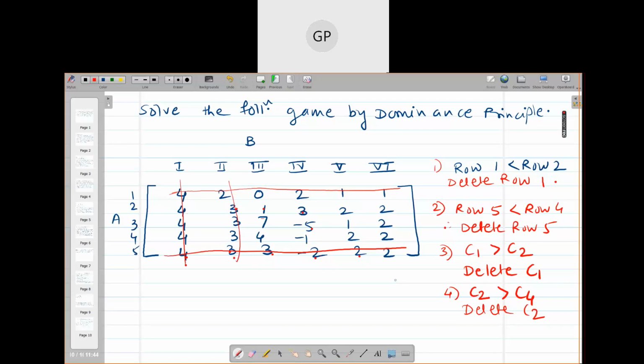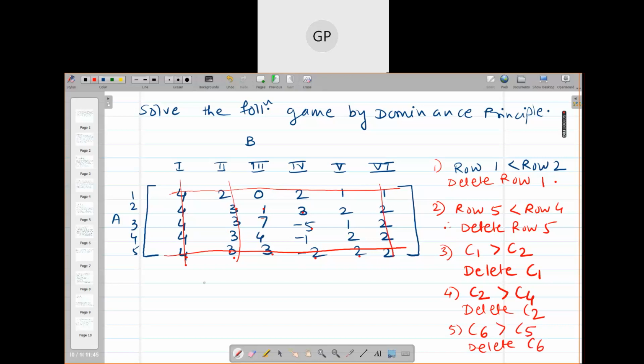Then C6 is greater than C5. Yes, ma'am. C6 is greater than C5. C6 is greater than C5. So delete C6.